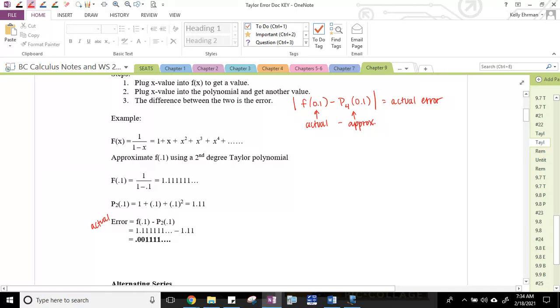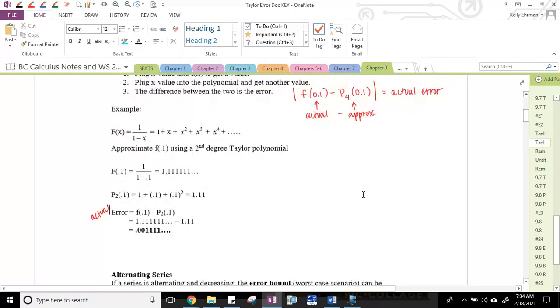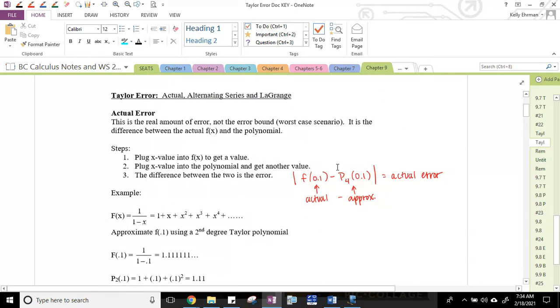So this isn't used all that often. They don't ask us about actual error very often because if we have the actual function value, why are we bothering to approximate, right? So it may show up, but more often we use our error bounds, which are like our maximum errors.